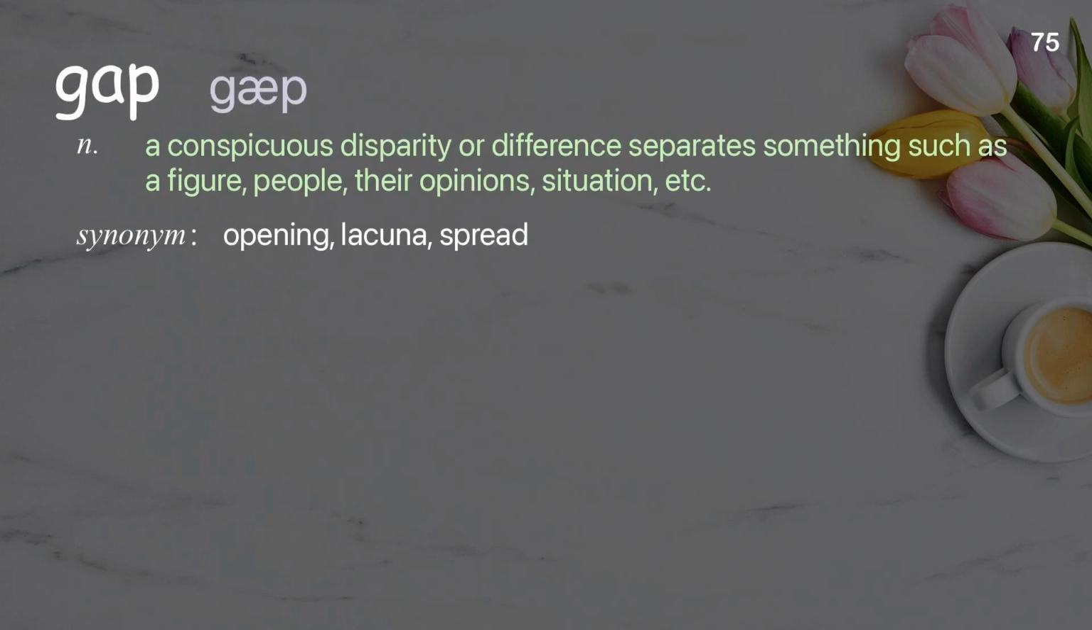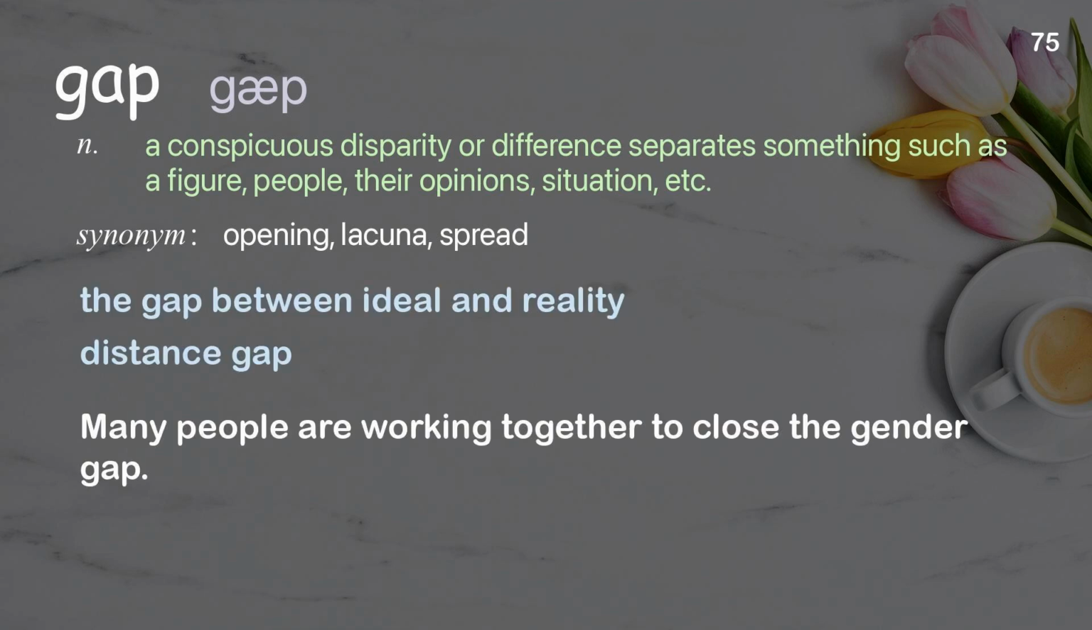Gap: a conspicuous disparity or difference that separates something such as a figure, people, their opinions, situation, etc. Examples: The gap between ideal and reality. Distance gap. Many people are working together to close the gender gap.